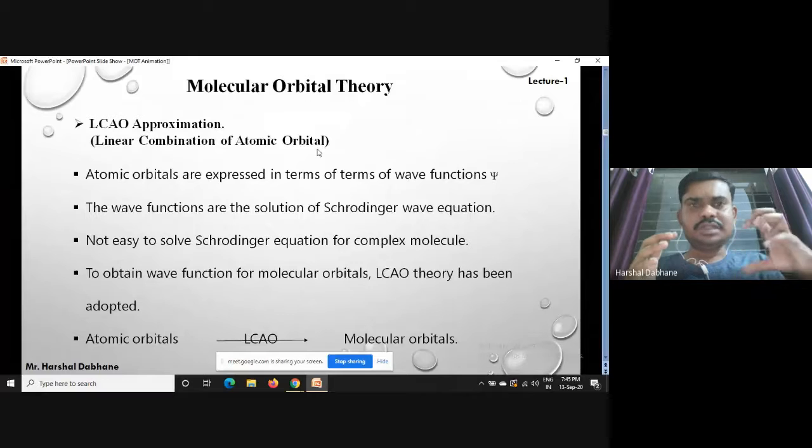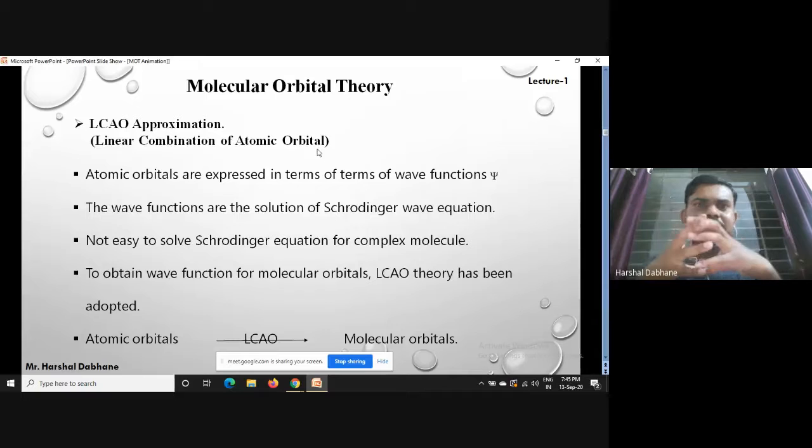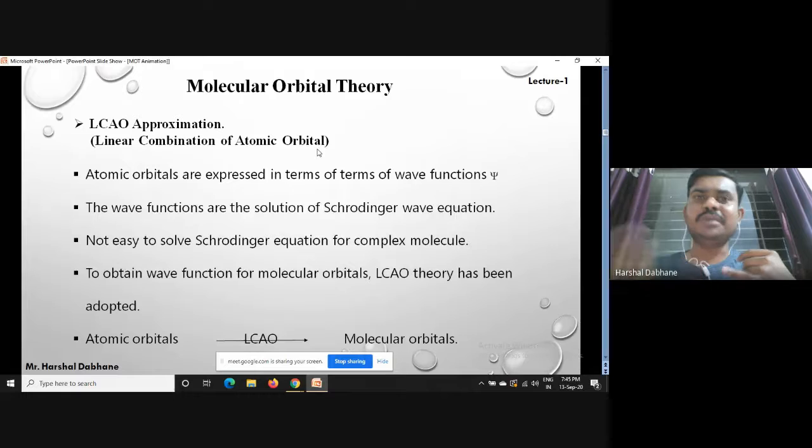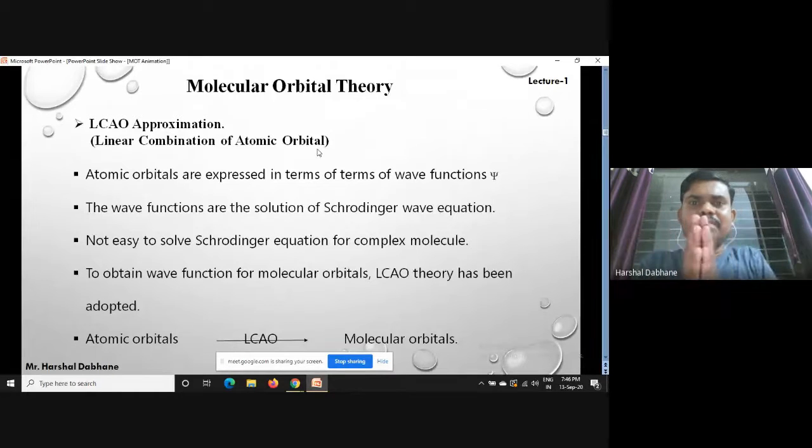In case of VBT, have you heard about the hybridization concept? What is hybridization? Atomic orbitals are combined, and due to hybridization we get hybrid orbitals. Hybridization is the mixing and recasting of atomic orbitals to give the same number of hybrid orbitals. In case of VBT, hybridization takes place, and here in molecular orbital theory, the LCAO approximation takes place, the linear combination of atomic orbitals. Atomic orbitals are combined. How?